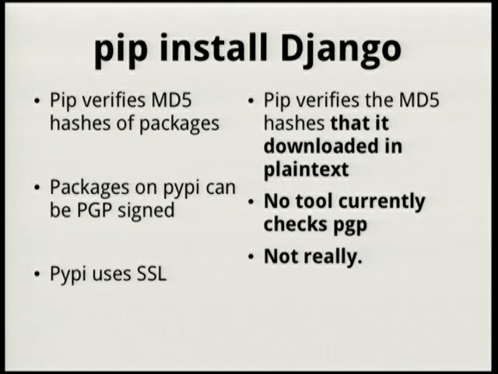So it turns out that pip verifies the MD5 hash that it downloads, but it downloads that hash from the same page that it downloaded the package from, and it does this in plain text. If someone can modify the package they're sending you, they can absolutely modify that hash too. Packages on PyPI can be GPG signed. Nothing checks it. You probably don't check it either.